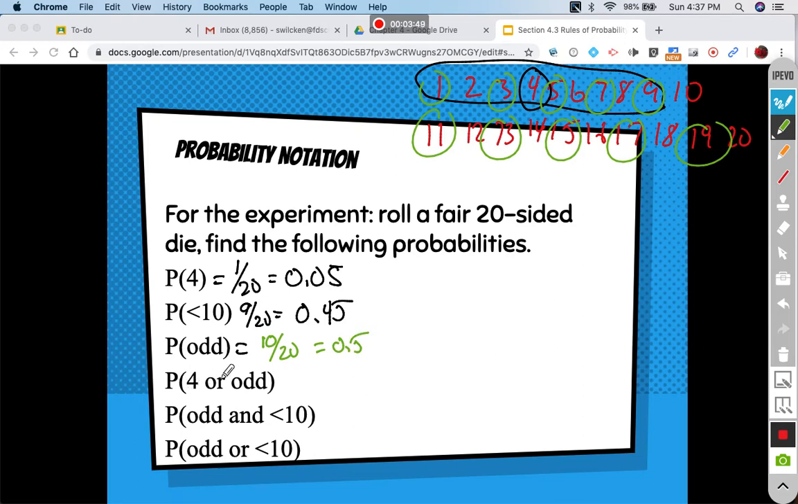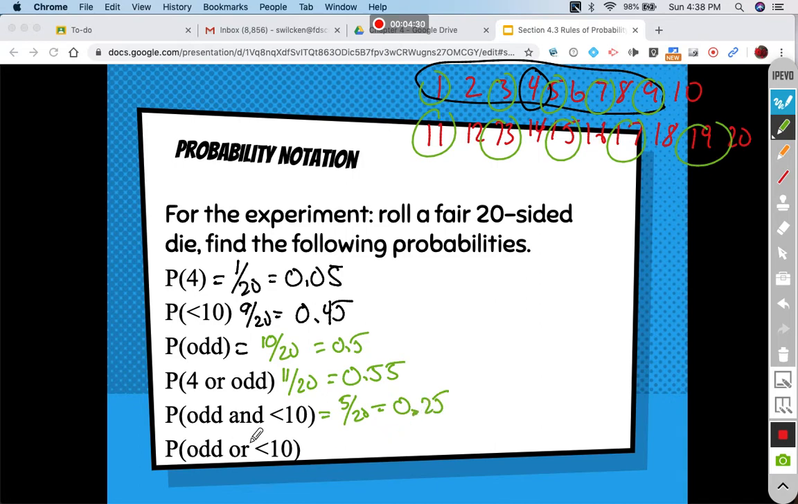If I want 4 or odd, that means all of these work and the 4 works. I got 11 out of 20, which is 0.55. My probability of being odd and less than 10, that means I have to look for the overlap where both were odd numbers and were less than 10. So that would be 1, 2, 3, 4, 5. Just those 5 numbers. So that would be 5 out of 20 or 0.25.